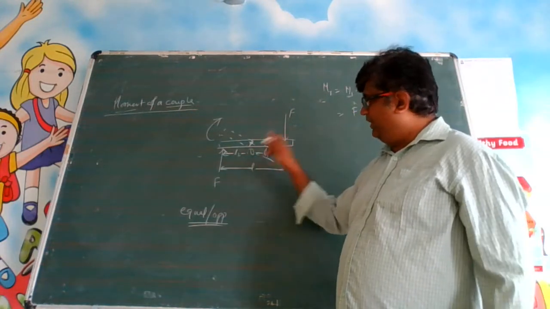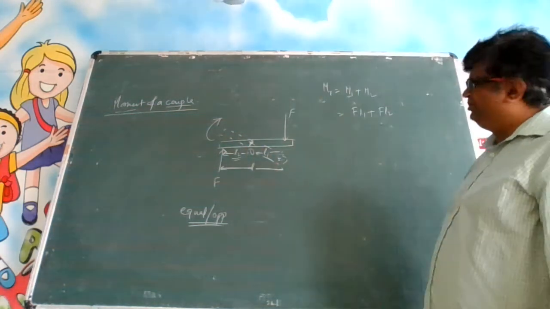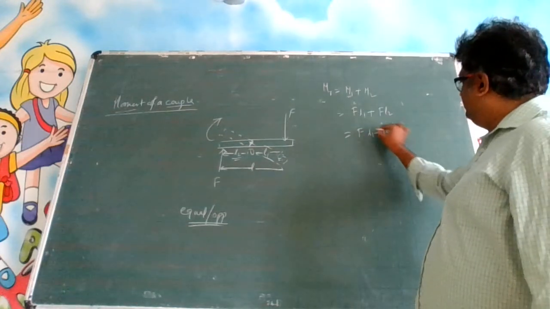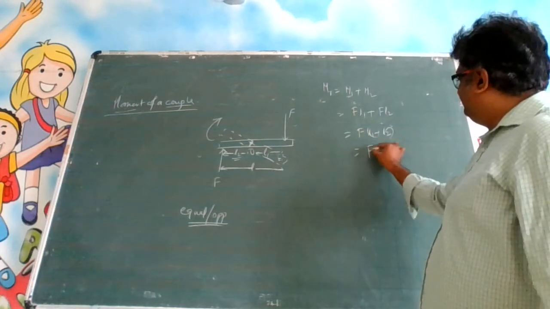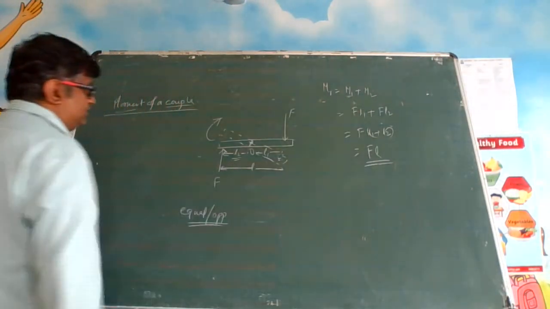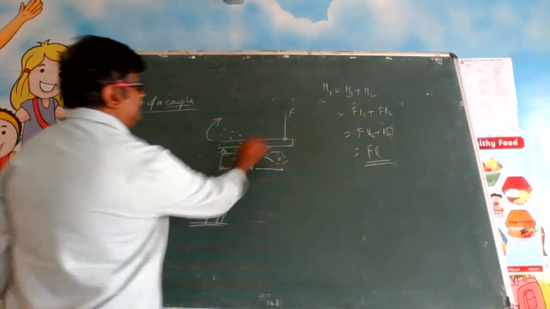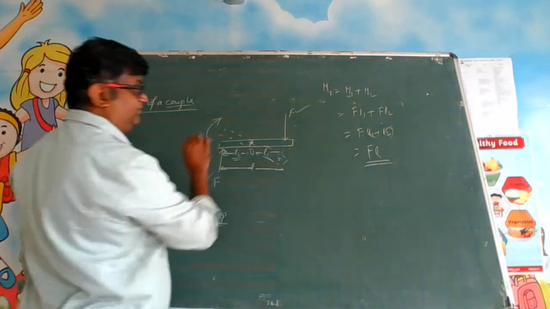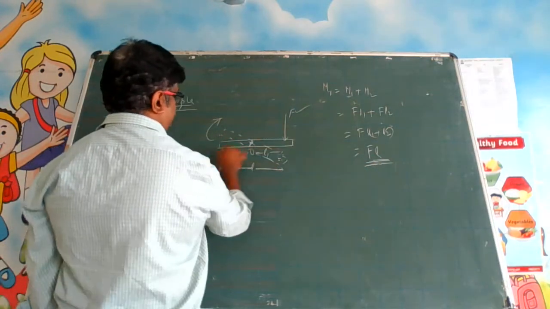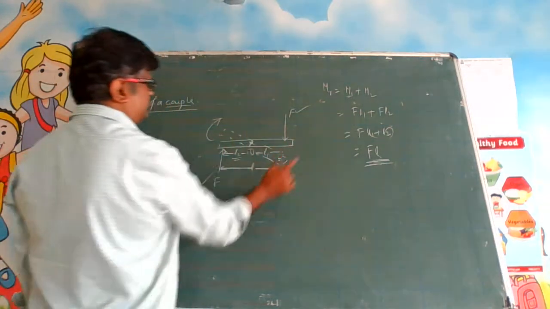M2 is the moment of a force about point O. Which distance do we have to put? We have to put this distance only, so it is F into L2. F is common. What did you get? F into (L1 plus L2), or F into L. So what is the meaning of this? How do I find the moment of a couple? Take any force and multiply with the distance between those two forces.